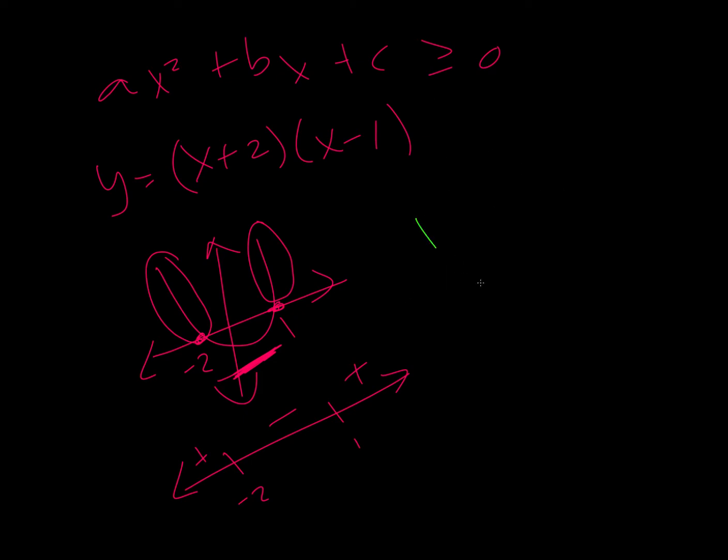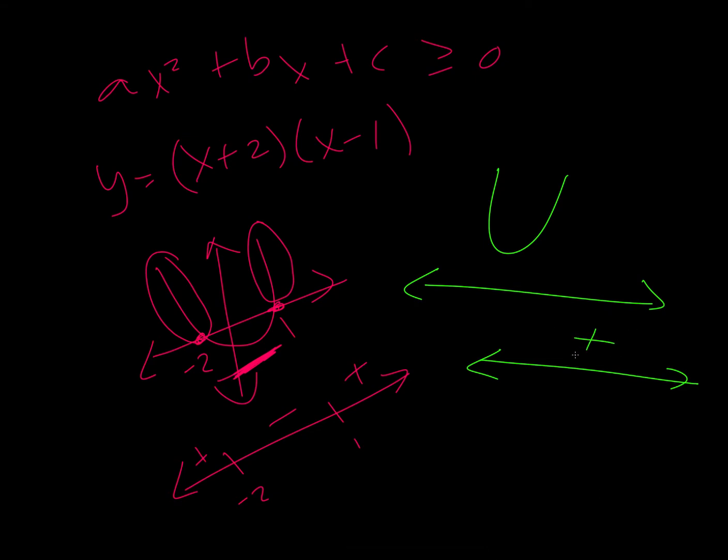Now, if we have something that looks like this, whoops, not like that, something like this is getting a little too slanted. All right, let me try that again. Okay, if we have something like this, then the entire thing is above the x-axis, and so everything is positive. So the sign diagram will just be always positive.